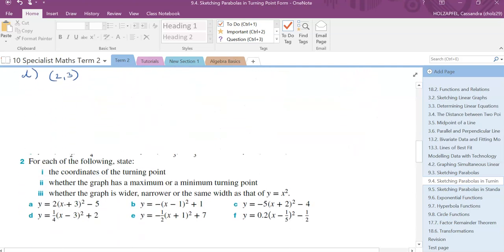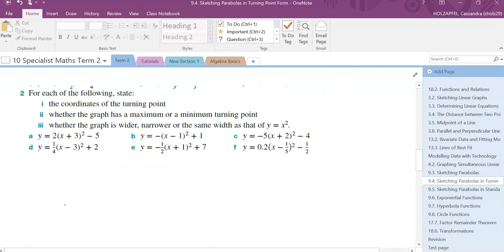All right, so let's go through and have a look at question 2 now. So this is on the same page. I think it was page 355 or 356. State the coordinates of the turning point, whether the graph has a maximum or a minimum, and whether the graph is wider, narrower, or the same as that of y is equal to x squared.